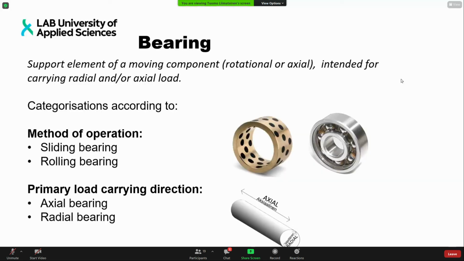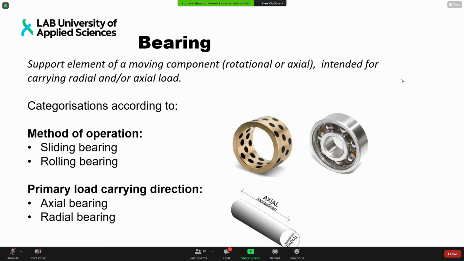A bearing is a support element of a moving component. And the moving component could be either rotational or axial movement. But the prime idea behind the bearing is it's intended for carrying radial and or axial load. So that could be either axial or radial load, or a combination of the radial and axial loads.